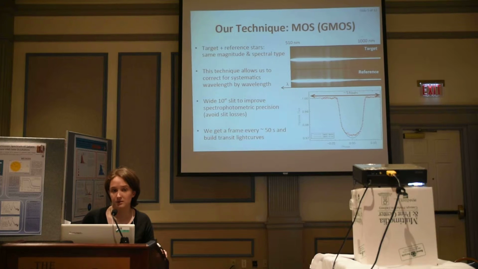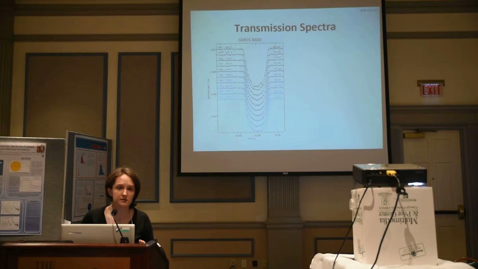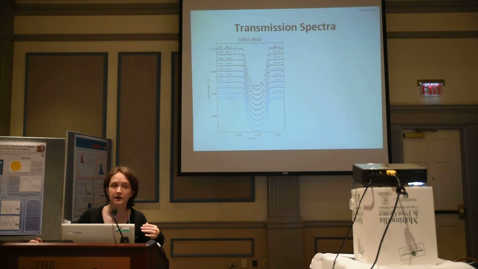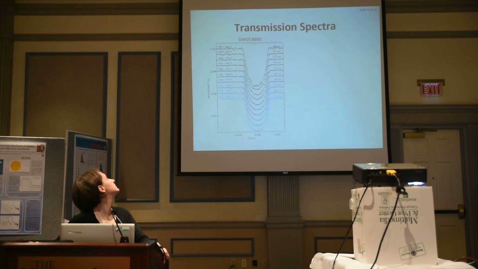So we then split the light further into smaller wavelength bins. So here's an example of transit light curves constructed in the blue optical with the wavelength ranges shown.